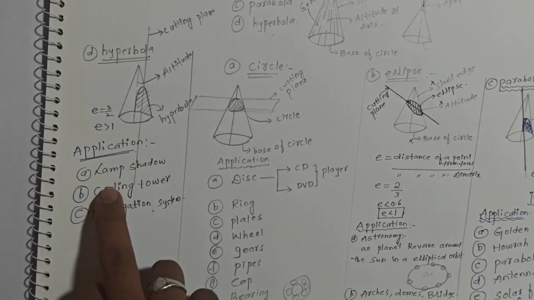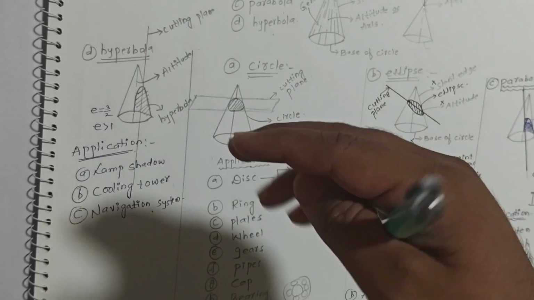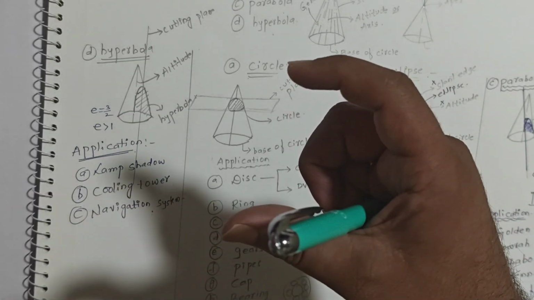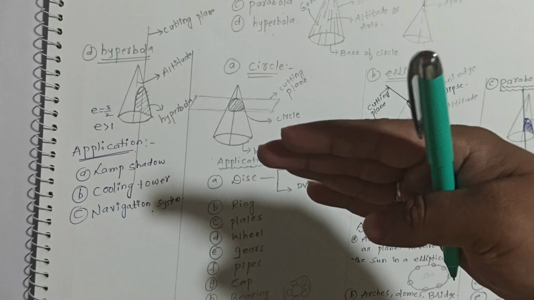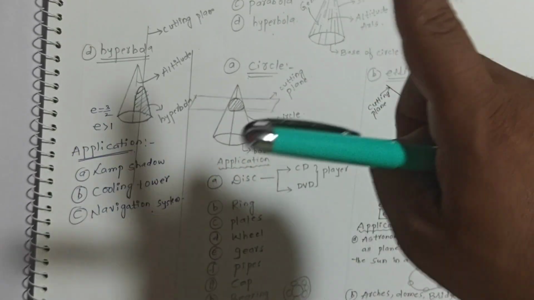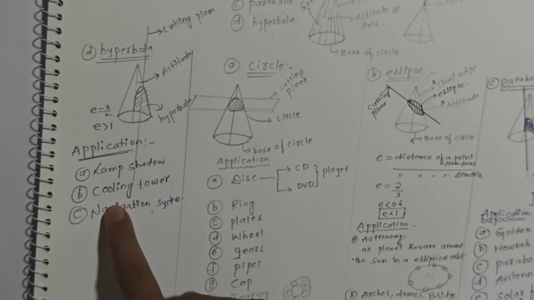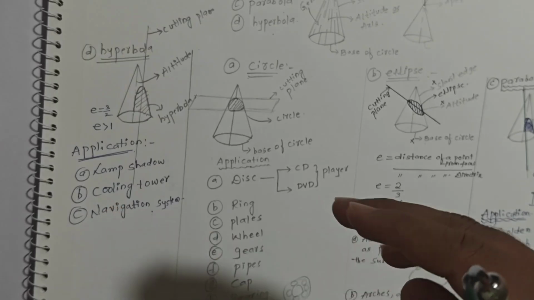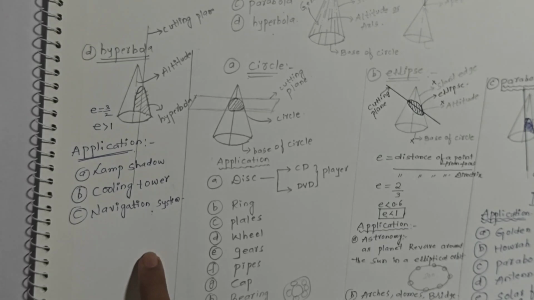The application is, it is widely used, a hyperbola: the lamp shade. If you use a modern lamp, the shadow will appear on the vertical wall. The shape is a hyperbola. Second one is the cooling tower. The shape is a hyperbola. Another one is the navigation system. The shape is a hyperbola.